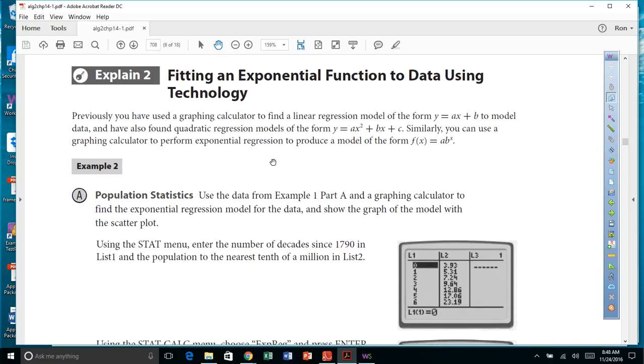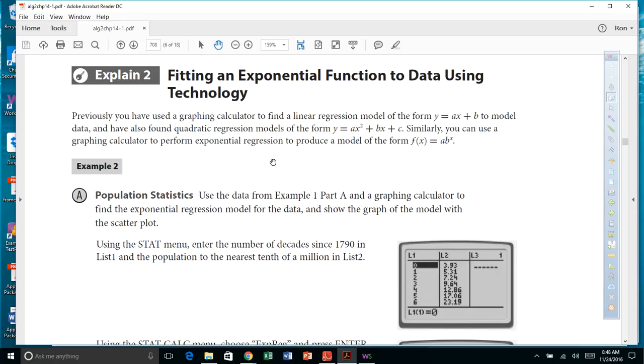Fitting an exponential function to data using technology. Previously, you have used a graphing calculator to find a linear regression model of the form y equals ax plus b to model data, and have also found quadratic regression models of the form y equals a times x squared plus bx plus c.